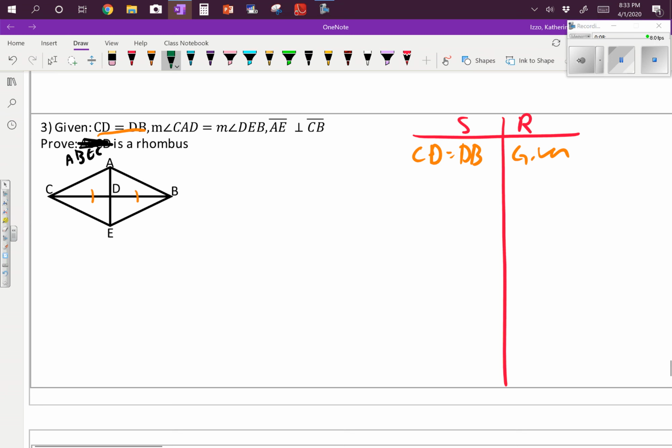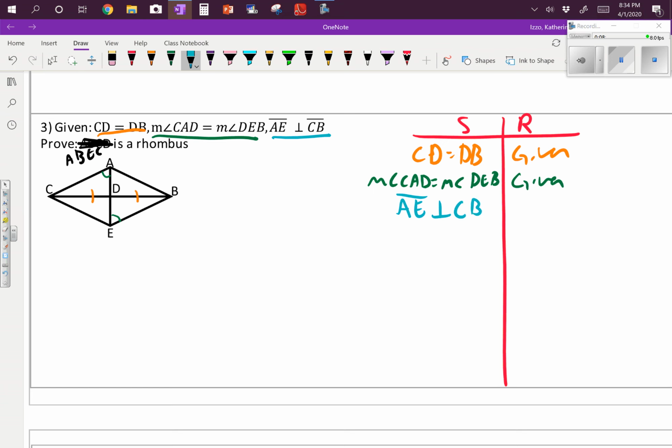Next one is measure angle CAD equals measure angle DEB. So CAD and DEB. Okay, that's given. And then AE is perpendicular to CB.